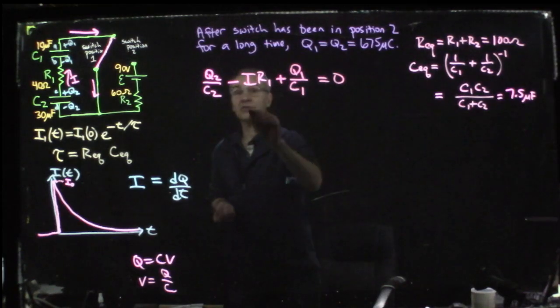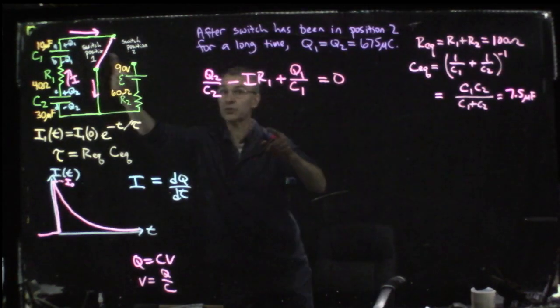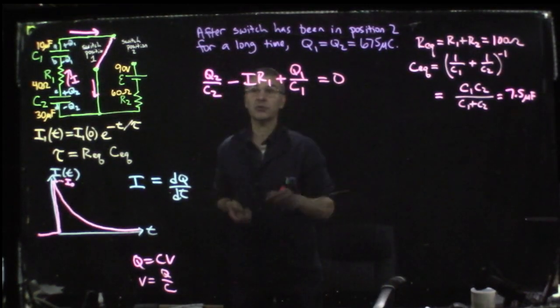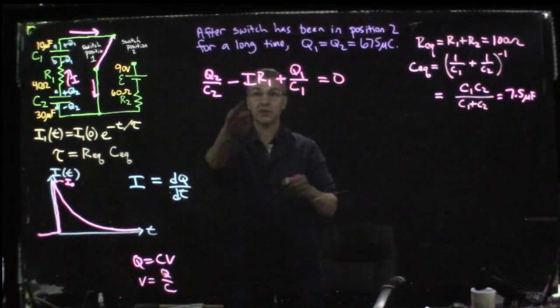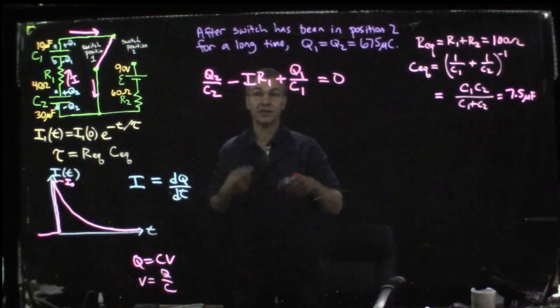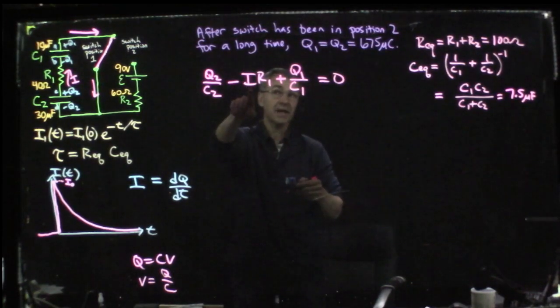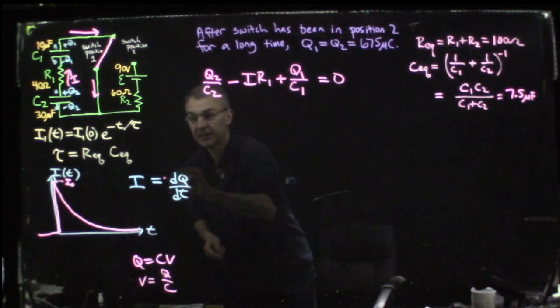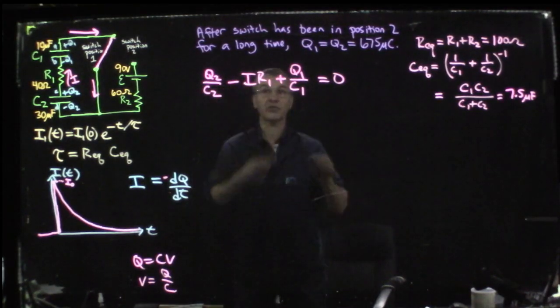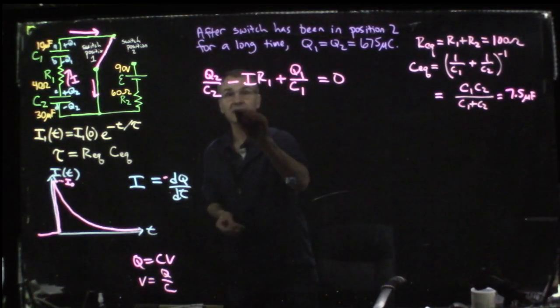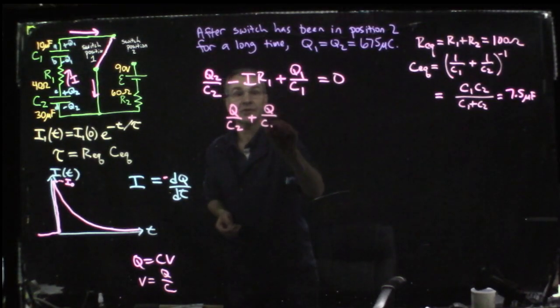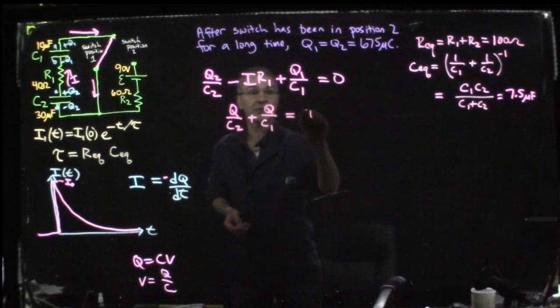This statement is true the whole time, it's just that Q is decreasing, so the current will be smaller than its initial value because Q is getting smaller and smaller, because I is minus the rate of change of Q. In this case, I equals minus dQ/dt. Also, this is the same Q. So we have Q over C2 plus Q over C1 equals IR1.